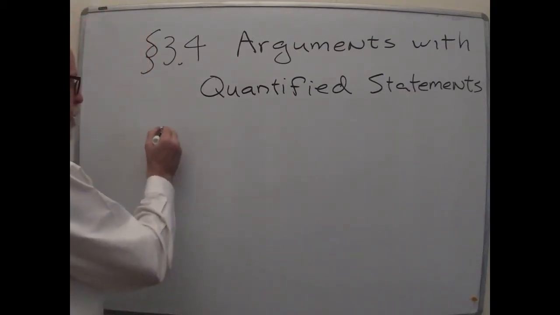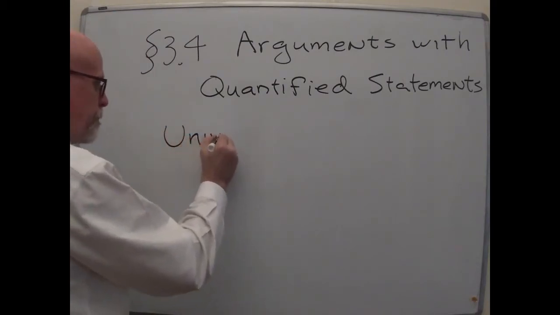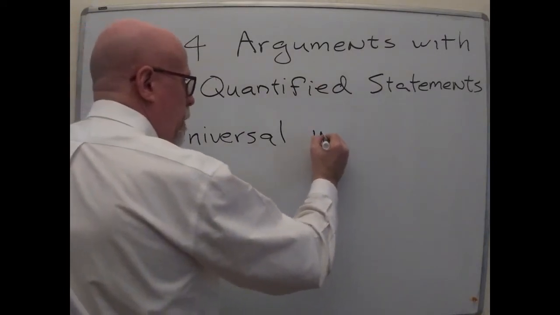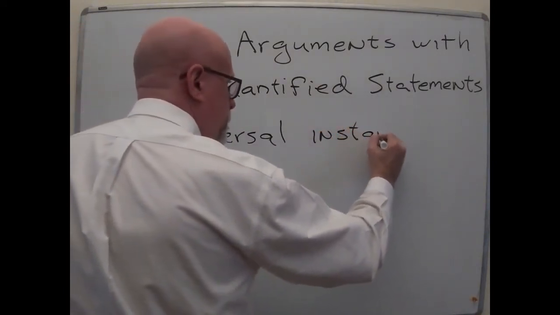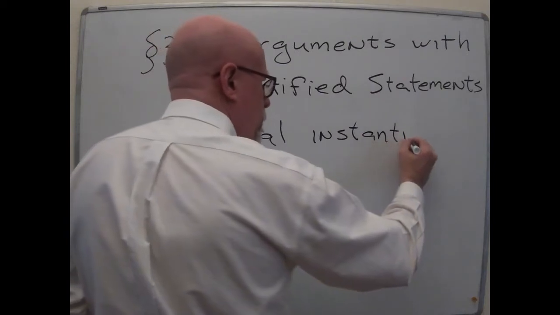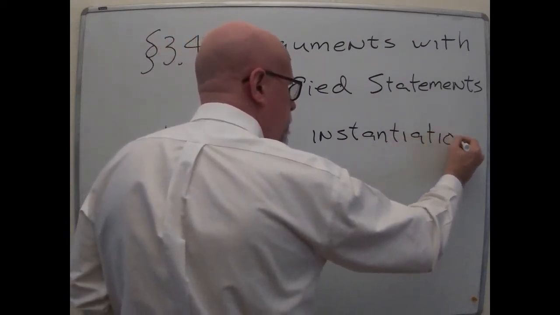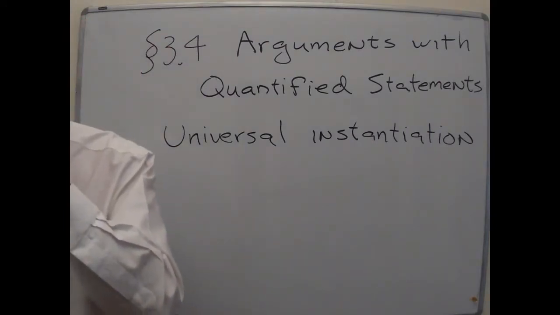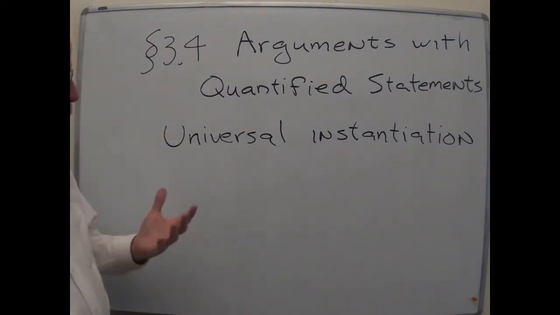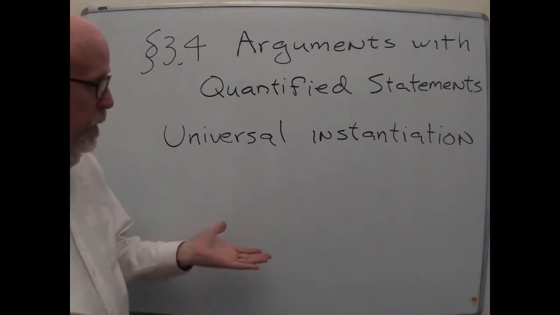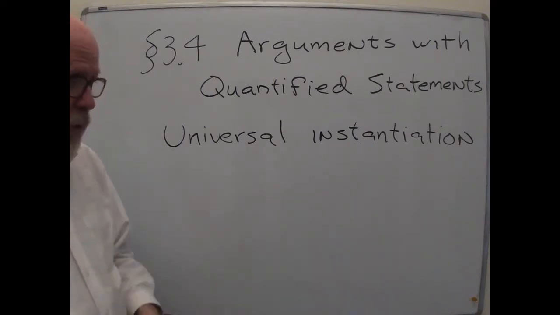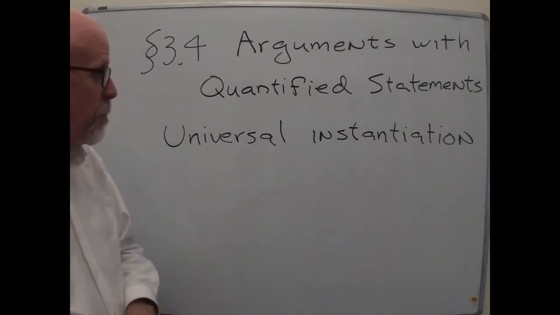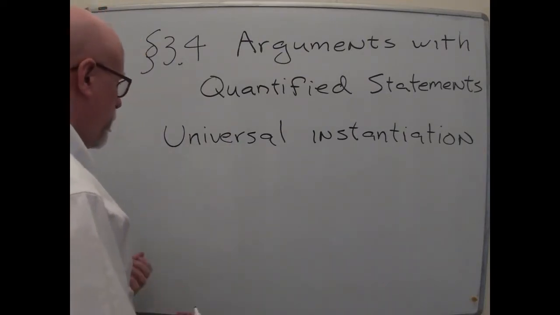It's called universal instantiation. Just write it all out for you. Universal instantiation. And what that means is if you know something is true for all the elements of some set, and then you pick out a particular element of the set, well, the thing is going to be true about that particular thing.